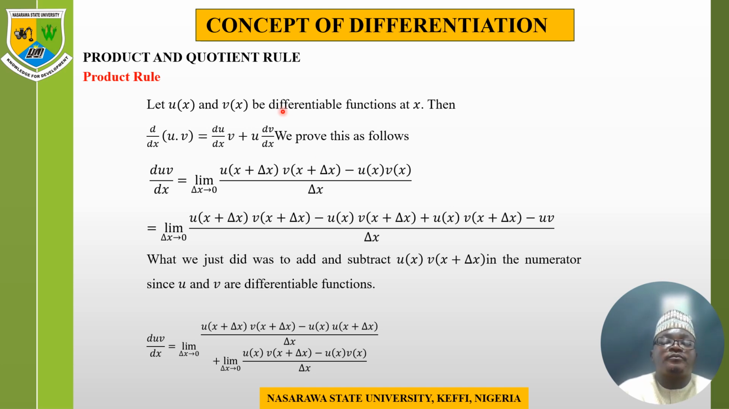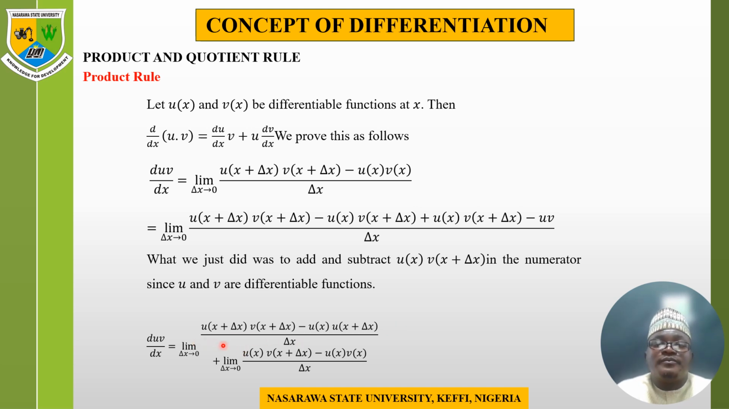We have u, but here we replace it with x, because u and v are functions of x. Then we are going to have u of x plus the increment, multiplied by v of x plus the increment, minus u of x and v of x. Then when you expand the bracket correctly, you get this step. Then what we just did was to add and subtract, so we are going to have cancellation here.